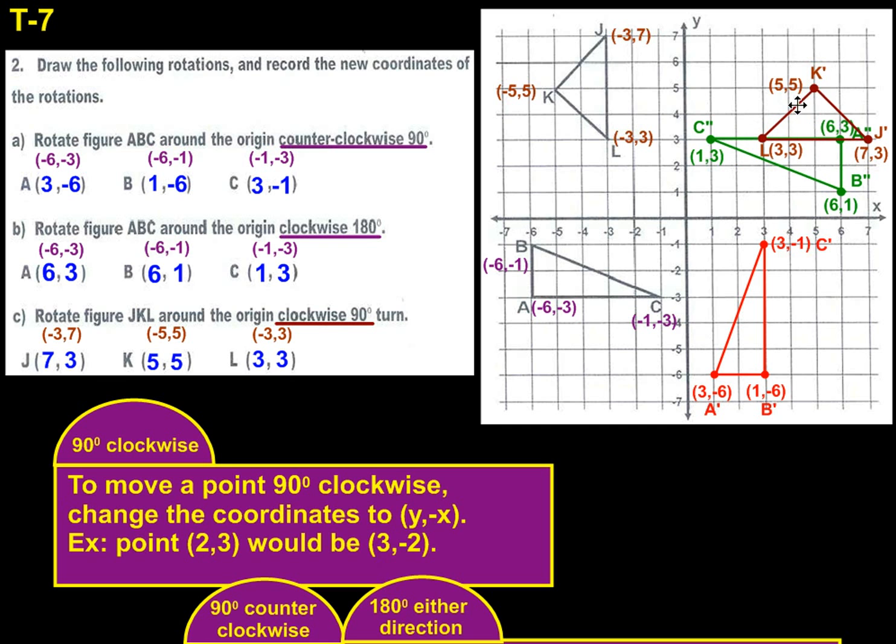And that gives us figure JKL, and you can see the points are plotted here. Make sure again you want to make your mark next to each of the letters so that you can show that this is a transformation of the original.